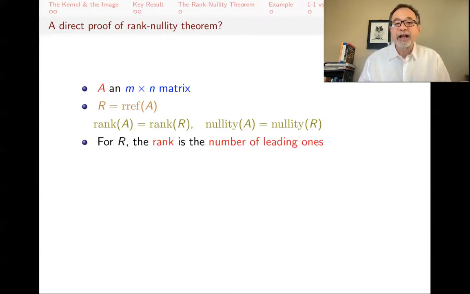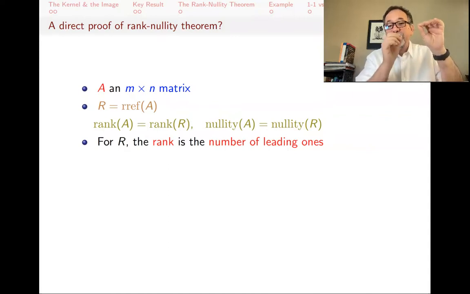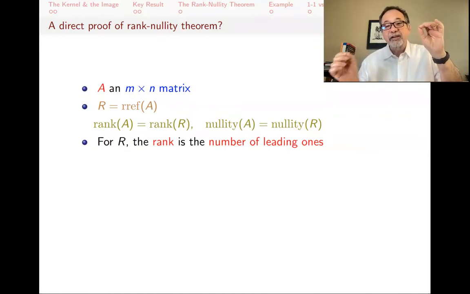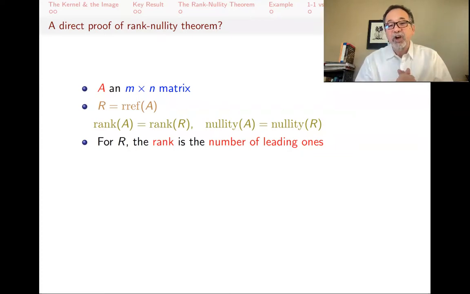And for R, the matrix that is in reduced row echelon form, what's the rank? It's the number of leading ones, because that's the number of linearly independent rows or columns. Those rows that have a leading one cannot be linearly dependent, because every one of the ones is staggered in a different place, and it's zeros in its column. So there's no way to find a linear combination of the other rows to get that one row. And other than the rows with leading ones, you only have rows of all zeros. So the rank is the number of leading ones.